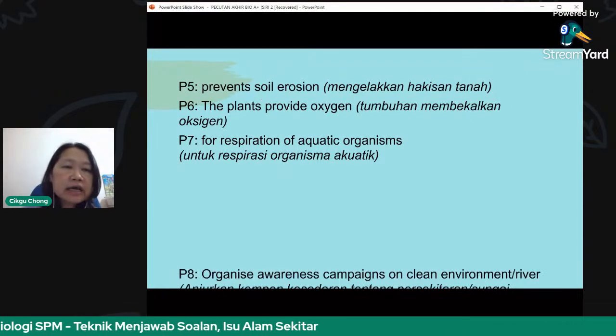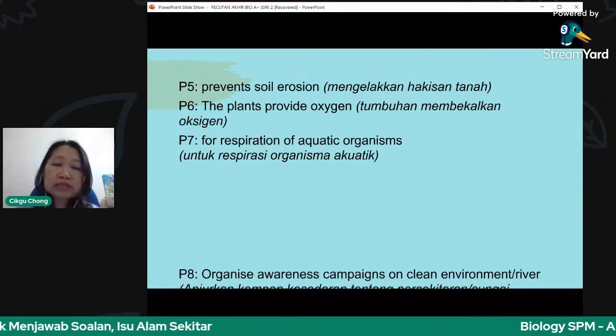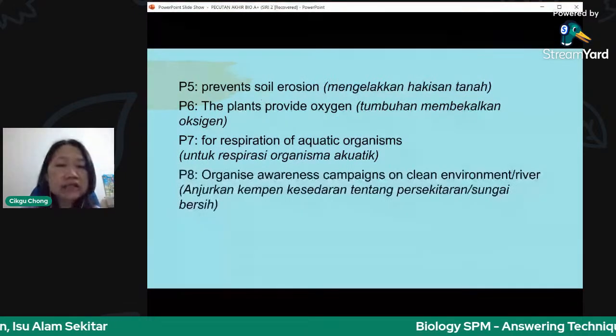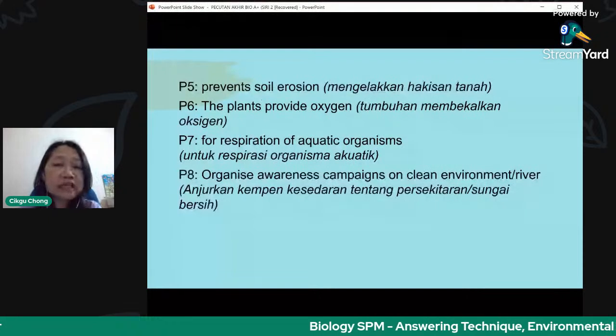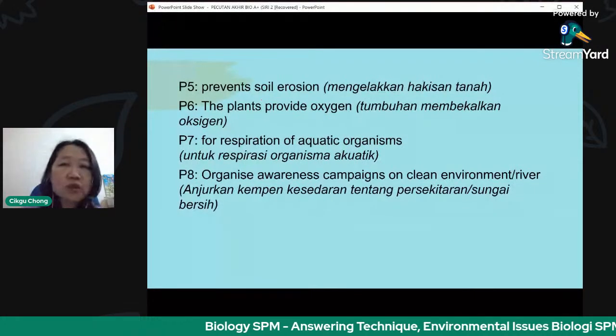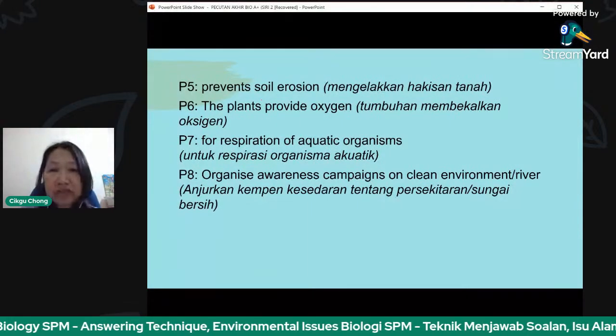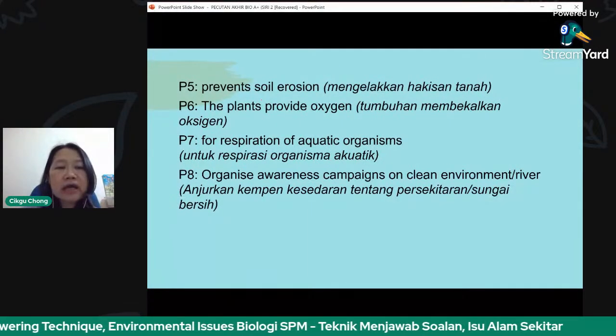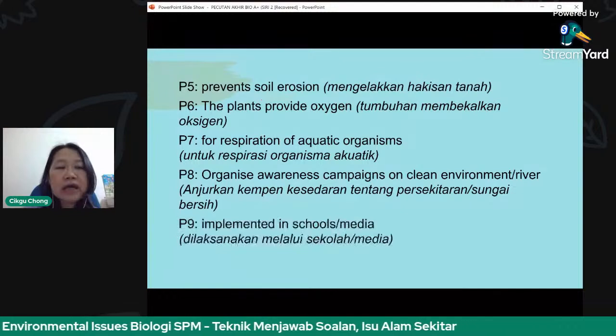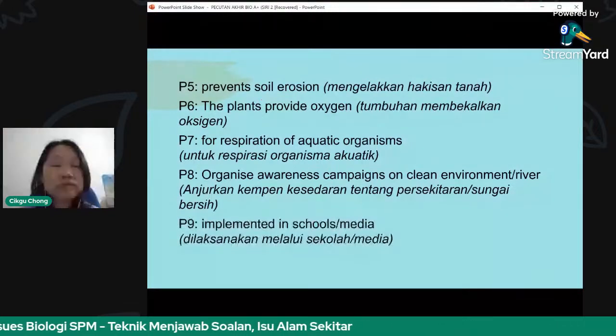Okay, next. Organize awareness campaign. So you can organize awareness campaign, cintailah sungai kita, or whatever. Okay, you have a slogan or a motto. Okay, to encourage, to tell people it's very important you keep your river clean. Do not throw rubbish into your river. Okay, and it can be implemented in schools, or through mass media. Okay, social media. Okay, for future generations.